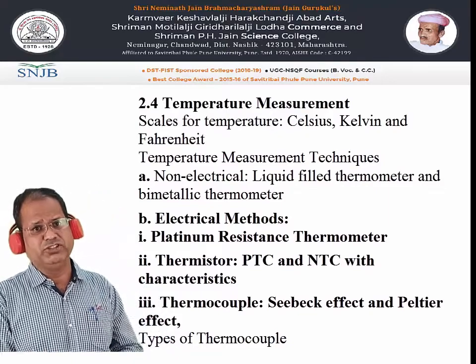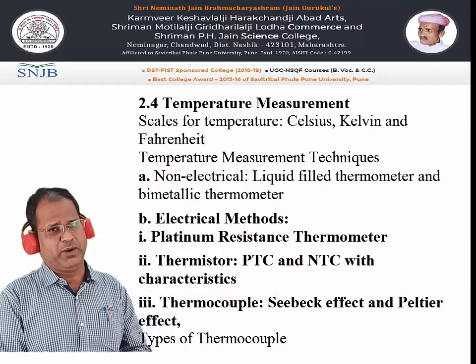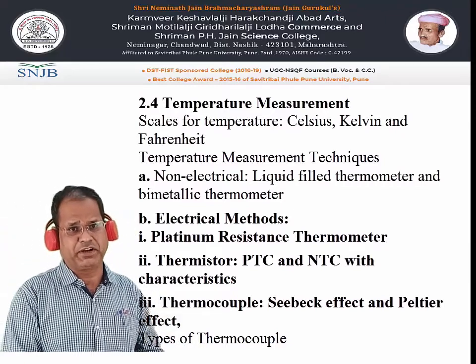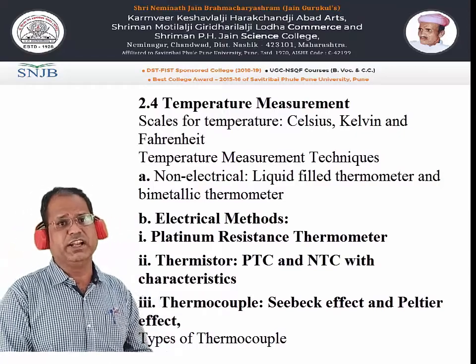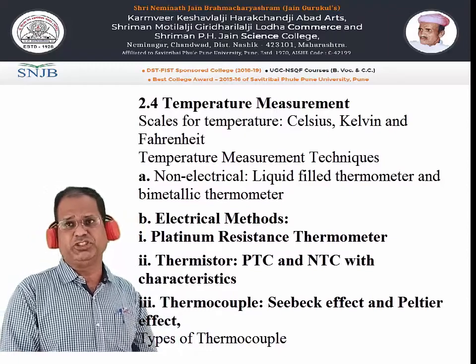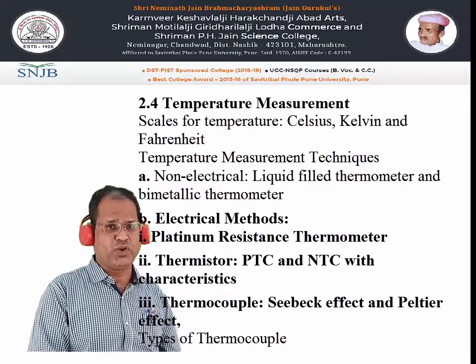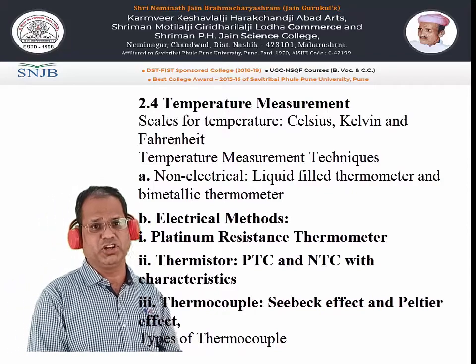We have to see which are the temperature measurement techniques. First is non-electrical, which is the liquid filled thermometer and the bimetallic thermometer. The second is electrical methods. In electrical methods, generally the platinum resistance thermometer (PRT) is used. We have to see the details of PRT.